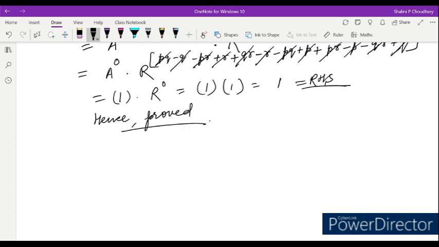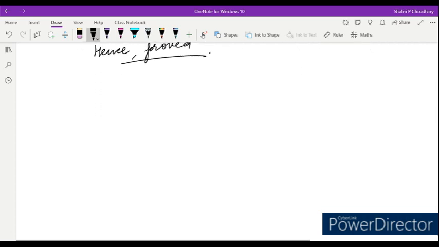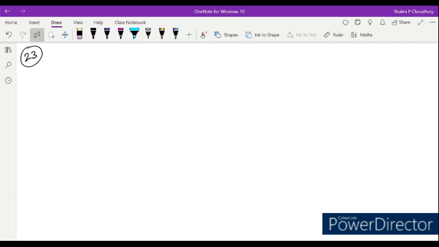Okay, now we'll move to the next question, that is question number 23. Okay, and the question is, if the first term and the nth term of a GP are given. Okay, the first term is A and nth term is B. Okay, and if P is the product of n terms.